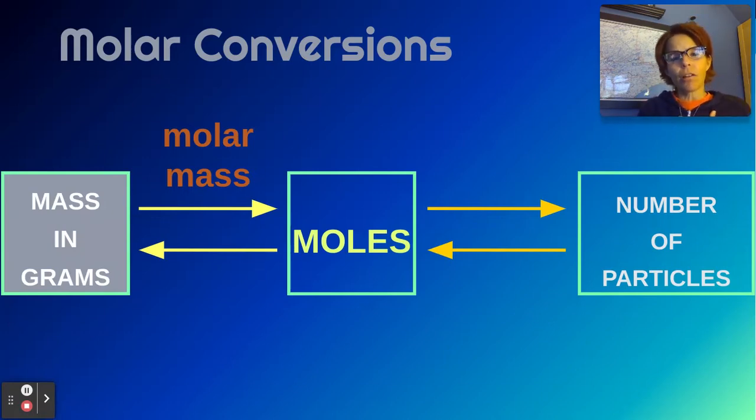So I said it was salt, NaCl, so I'd have to add an Na and a Cl, and that would give me the molar mass, and then I can do those conversions back and forth.